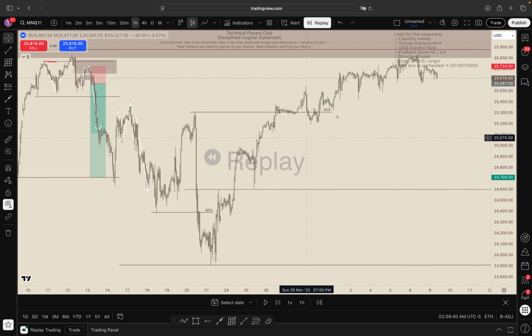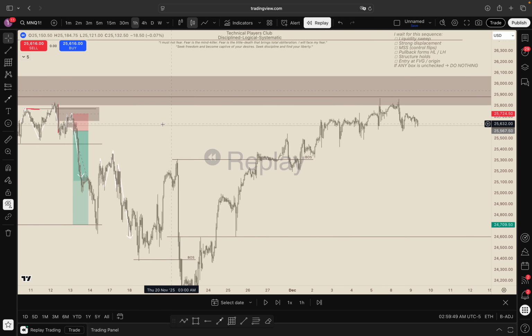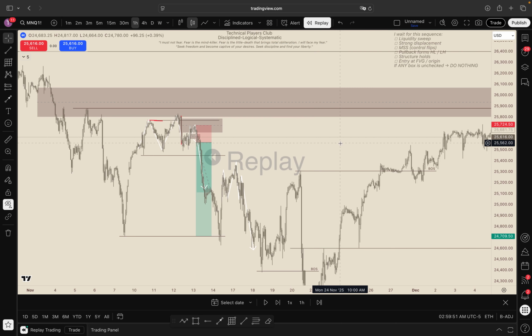So you understand displacement a bit. You understand displacement. Like when it takes the level, when it changes, I need to see the bank show their hand. Boom. Displacement. Big candle through the level. You feel me?